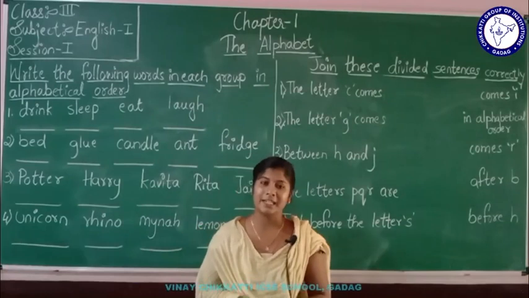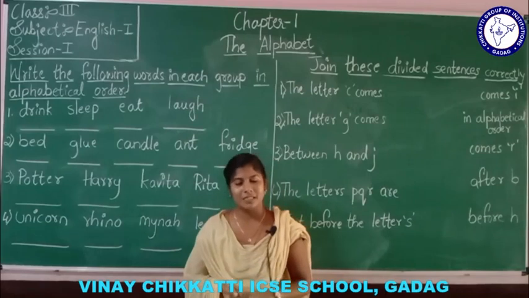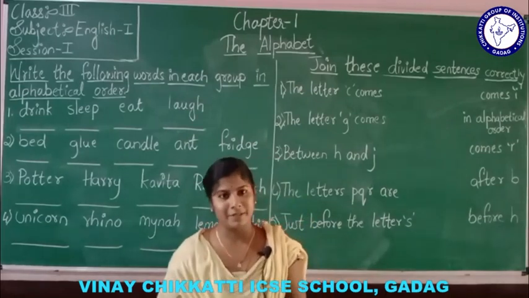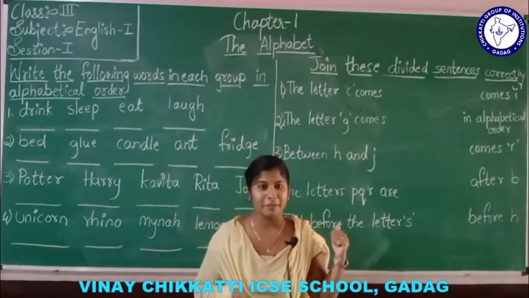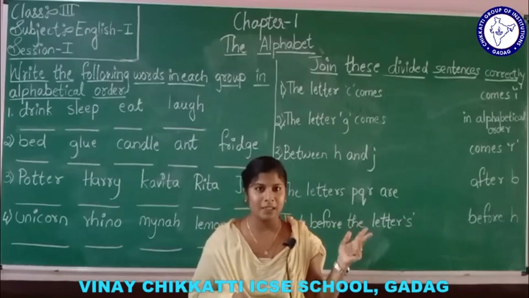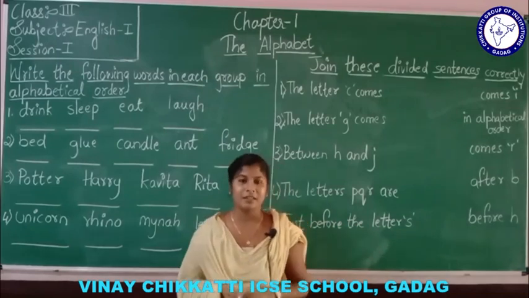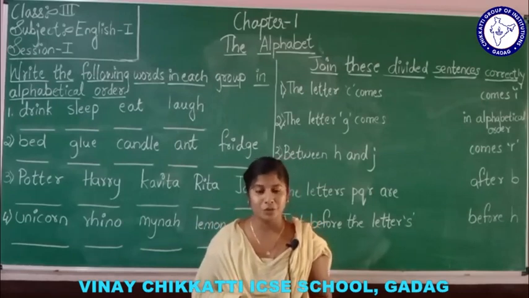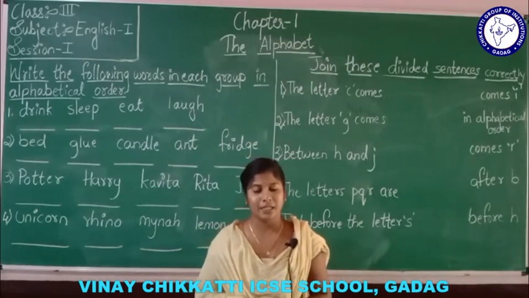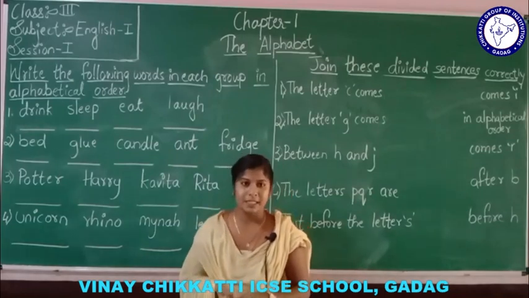Today is the first day, and let us start with the first chapter, that is alphabets. As you all know, there are 26 letters in the alphabet. Let us revise them once again. A, B, C, D, E, F, G, H, I, J, K, L, M, N, O, P, Q, R, S, T, U, V, W, X, Y, and last it is Z. So there are totally 26 alphabets in English.